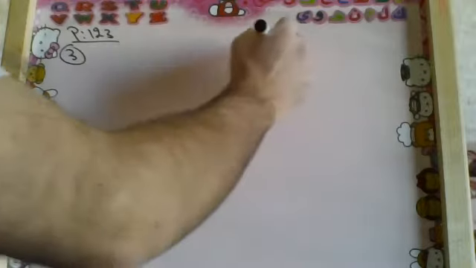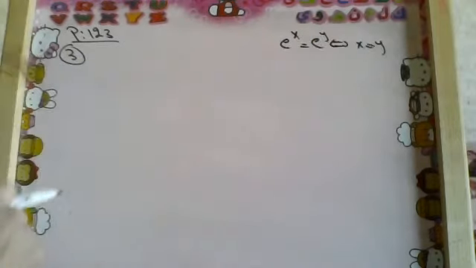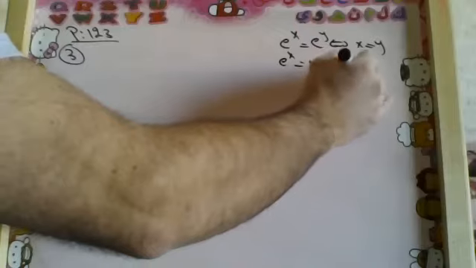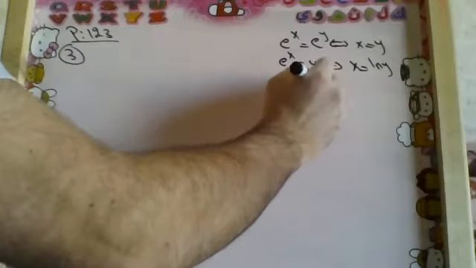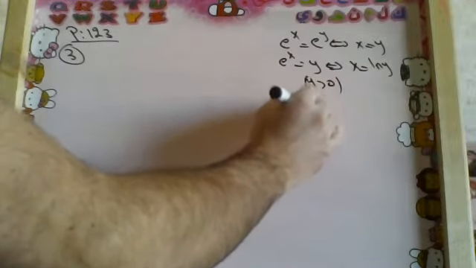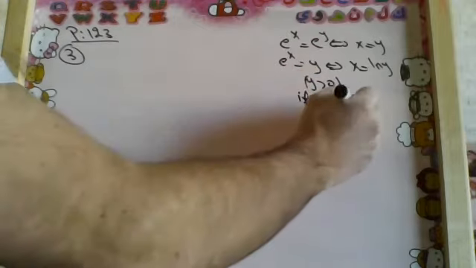Now exercise number 3. Solve each of the following equations. To remind you, when you solve equations, e power x is equal to e power y is equivalent to saying that x equals y. And in case you have e power x is equal to y, then x is equal to ln y, of course, if y is greater than 0. If y is less than or equal to 0, then e power x equal to 0 or negative is impossible. So in this case, no solution.